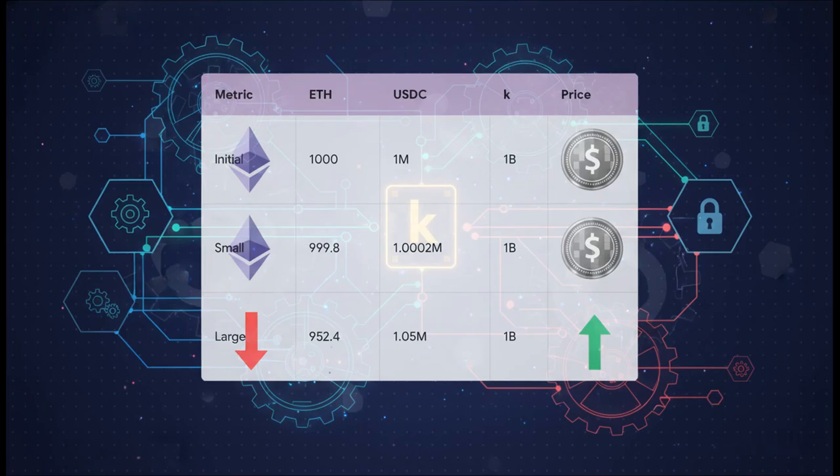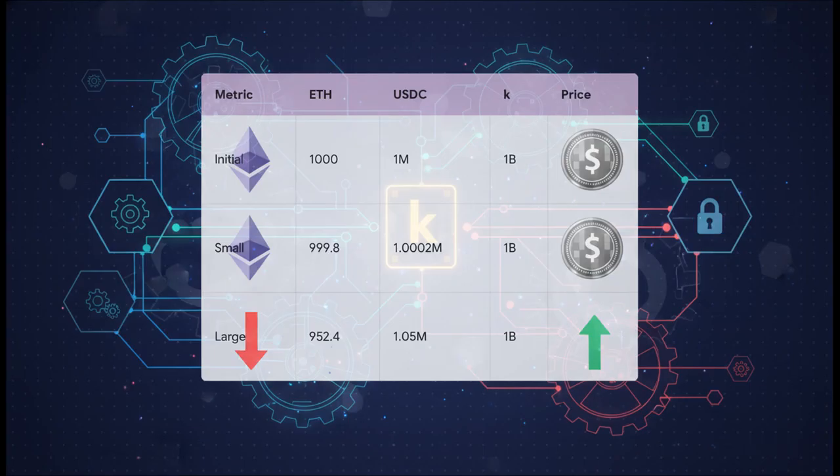Imagine an initial pool with 1,000 ETH and 1 million USDC. If you multiply those together, it gives us our constant K of 1 billion. At this starting point, the price is exactly 1,000 USDC per ETH. Now, say a trader comes in with a relatively small trade of 200 USDC. The formula adjusts. The pool gains 200 USDC, and the trader gets about 0.2 ETH. The price barely even moves. It stays right around that 1,000 USDC per ETH mark.